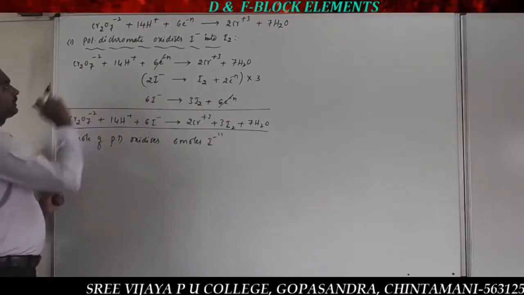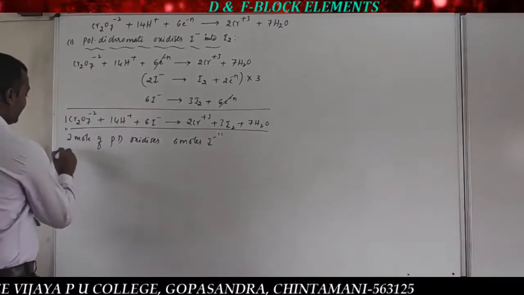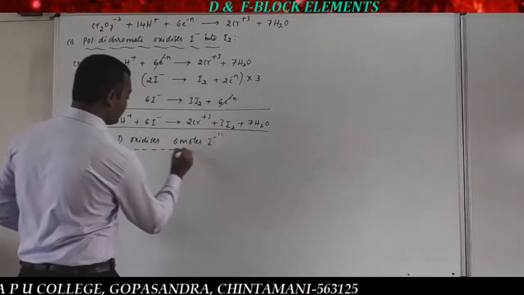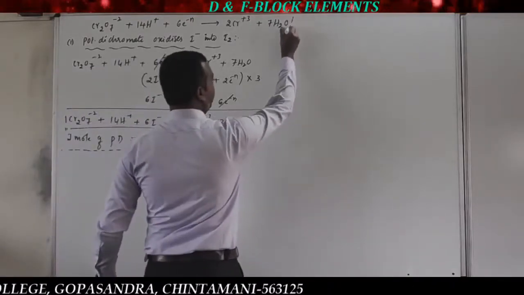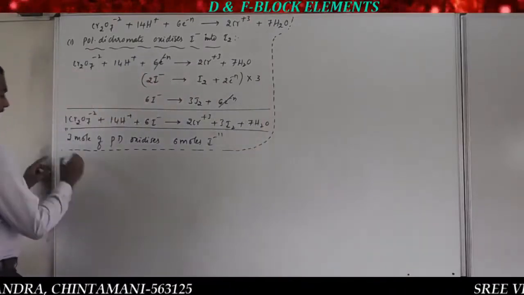Okay, so that is the first one: potassium dichromate oxidizes iodide into iodine. The next one is potassium dichromate oxidizes ferrous into ferric.